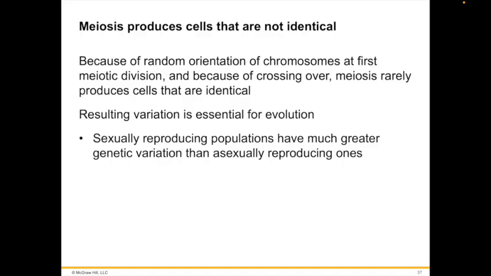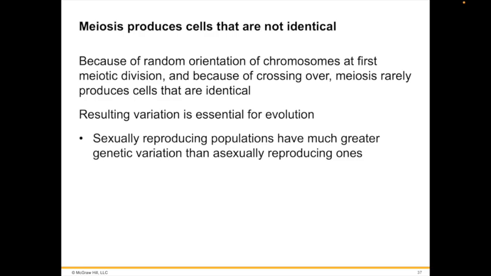And finally, the daughter cells produced by mitosis are identical to the parental cell, at least in terms of their chromosomal constitution. This exact copying is critical to producing new cells for growth, for development, and for wound healing. Meiosis, because of the random orientation of different chromosomes at the first meiotic division and because of crossing over, rarely produces cells that are identical. The gametes from meiosis all carry an entire haploid set of chromosomes, but these chromosomes are a mixture of maternal and paternal homologs. Furthermore, the homologs themselves have exchanged material by crossing over.